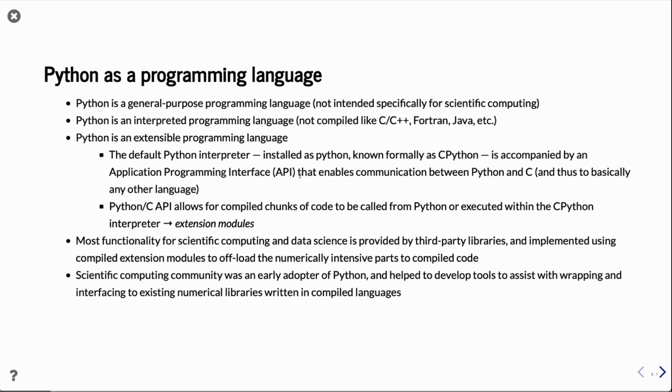There's this Python C application programming interface, this API, that lets chunks of code be written in some other language and compiled and then callable from Python. And so in fact, most of the functionality for scientific computing and data science is not in the core language itself, but is provided by third-party libraries, which are often implemented using these extension modules to have numerically intensive parts running in compiled code rather than interpreted code. And in fact, the scientific computing community was an early adopter of Python for a number of reasons, but has played a key role over the years in helping to develop tools to assist with developing interfaces to different numerical libraries that are useful for scientific computing.